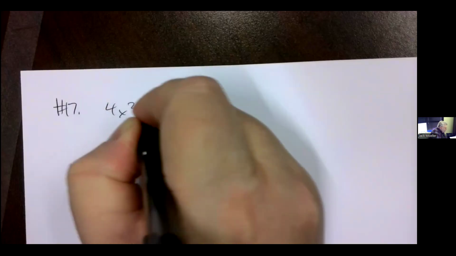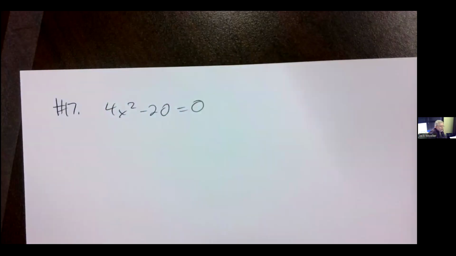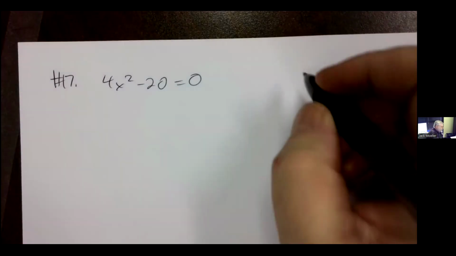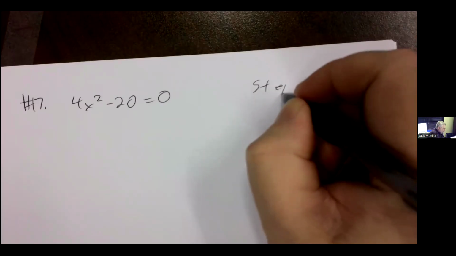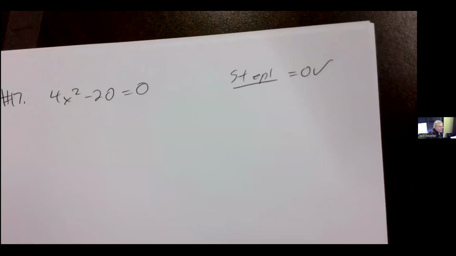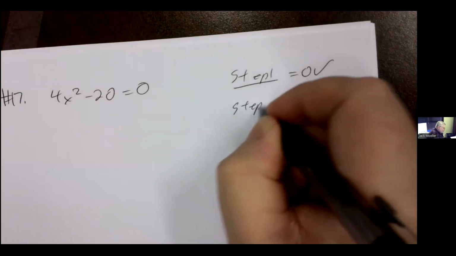So let's do 17. We have 4x squared minus 20 equal to 0. Okay, so step 1 is done. It's equal to 0. So what about step 2? How do you factor this?